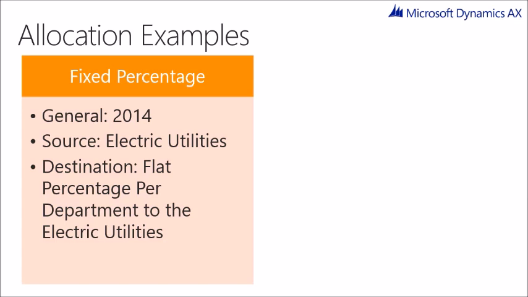You will define the basic information about the rule, such as the rule applies for only 2014. The source is defined as the electricity expense account where the department is corporate, and the destination is the same electricity expense account with various different departments based on percentages that you define.